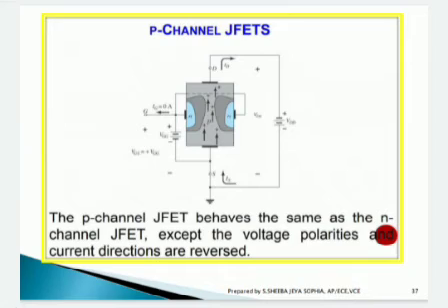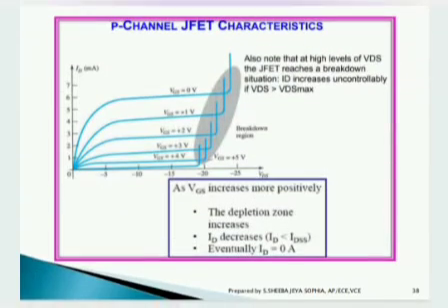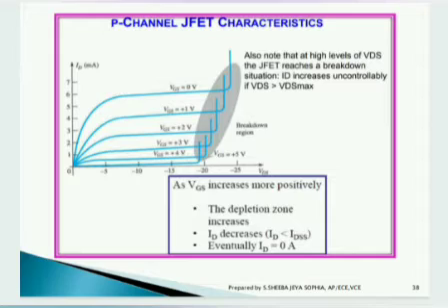Moving to the P-channel JFETs, the P-channel JFET behaves the same as the N-channel JFET except the voltage polarities and current directions are reversed. And so in the P-channel JFET characteristics, as VGS increases more positively, the depletion zone increases, ID decreases, and it is less than IDSS. Eventually ID is equal to 0 amps.